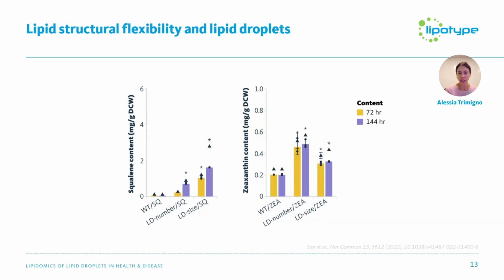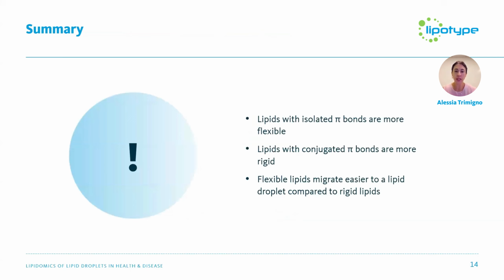For zeaxanthin, you can see that there was an increase specifically when the lipid droplet number was increased. This is probably because there was a higher surface area in the lipid droplets that could allow more zeaxanthin to become, as we saw, trapped in the membrane of the lipid droplet. So we saw from this study that lipids with isolated pi bonds are more flexible, while lipids with conjugated pi bonds are more rigid. This affected how they could migrate into the lipid droplet, where the flexible lipids could migrate more easily into the lipid droplet core. This is fundamental to understand how this could affect lipid droplet formation and what can actually penetrate the lipid droplet.